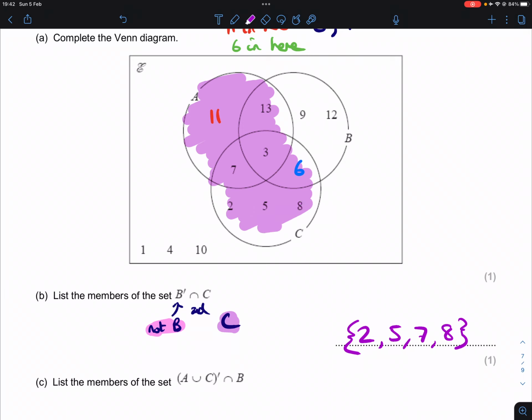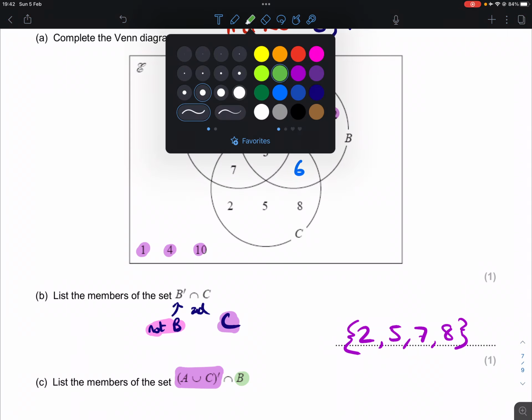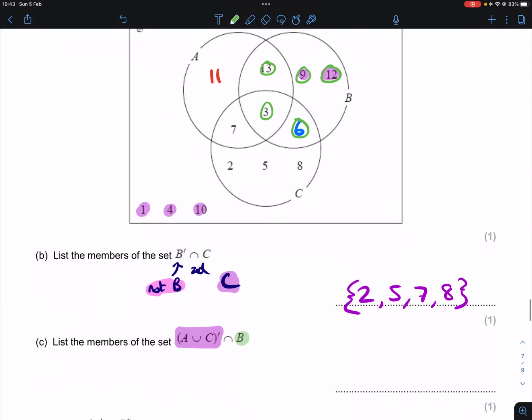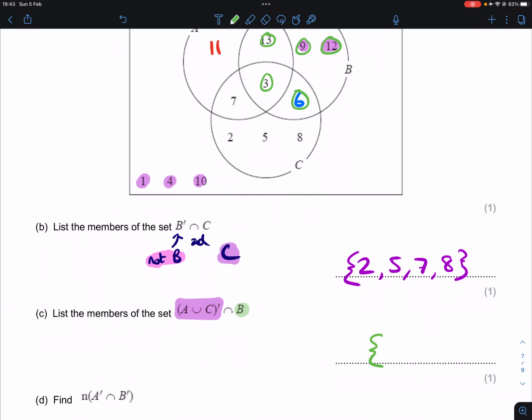The opposite of that is going to be the things that are not highlighted in purple right now. So I'm just going to make them purple. All of this is what I've highlighted in purple there. And then that's going to be intersected with B. So I'll circle this in green. Everything that is circled in green and coloured in purple is going to give us 9 and 12. So 9 and 12 are the elements of that set.